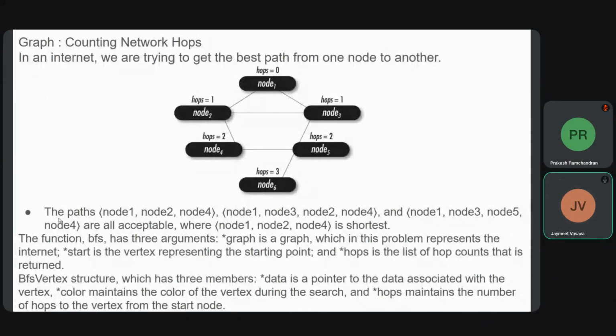Then the BFS vertex structure will be defined, which will have 3 members. The data, which is a pointer to the data associated with the vertex. Then the pointer color maintains the color of the vertex during the search, and the pointer hops maintains the number of hops to the vertex from the start node.